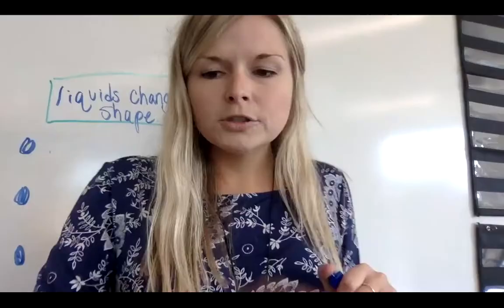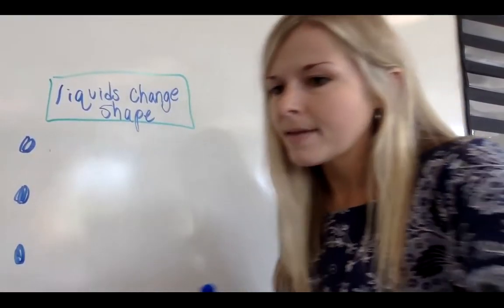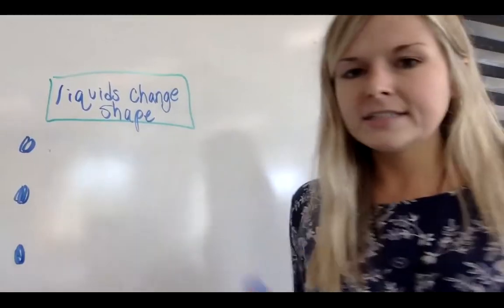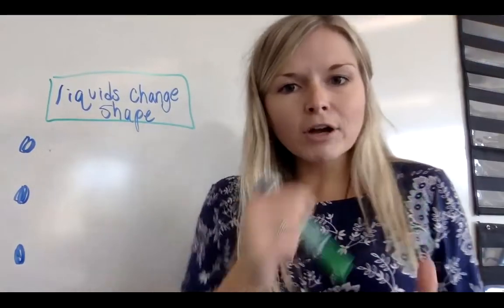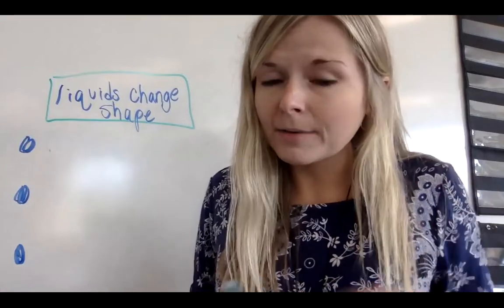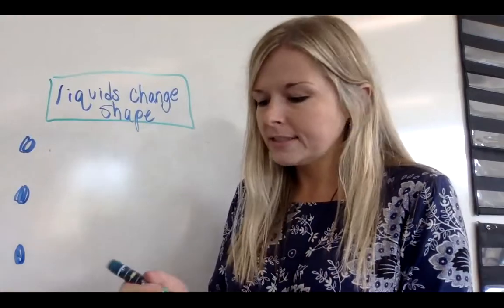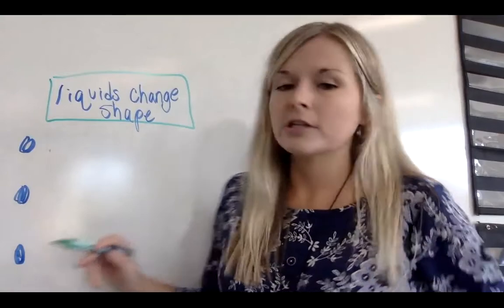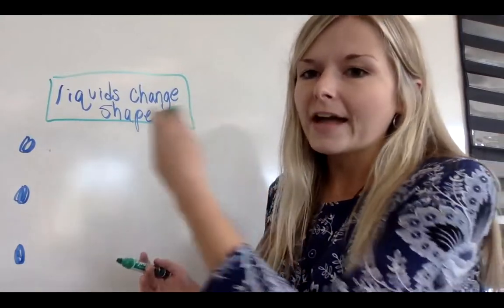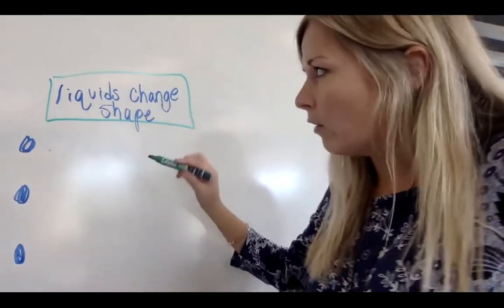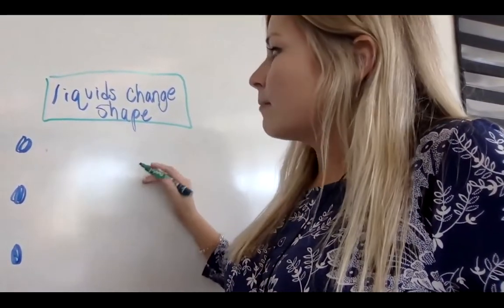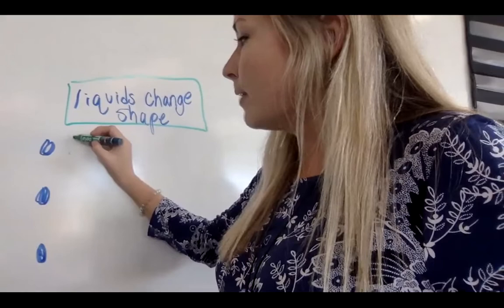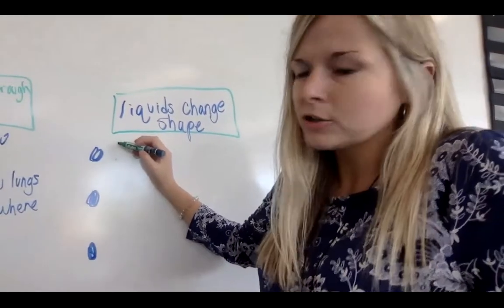So I'm going to stop my share so that you can see the main idea and the details that I'm about to add. So I need to think back to what I read, and I can even go back in my text. I should go back in my text to see those supporting details. How do I know that liquids change shape? How do I know that that's what this section was about? Well, it's my supporting details. Liquids change shape. I read that liquids spill out of the container. That's changing.